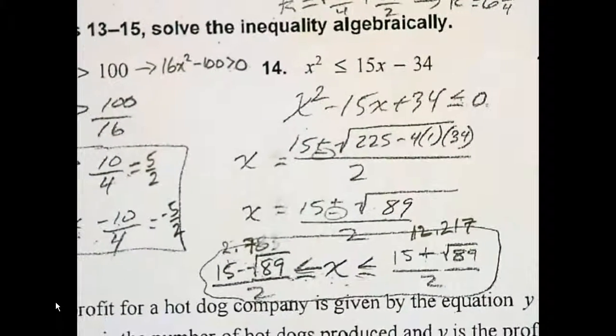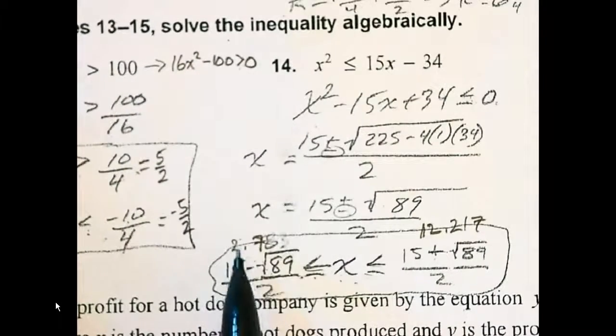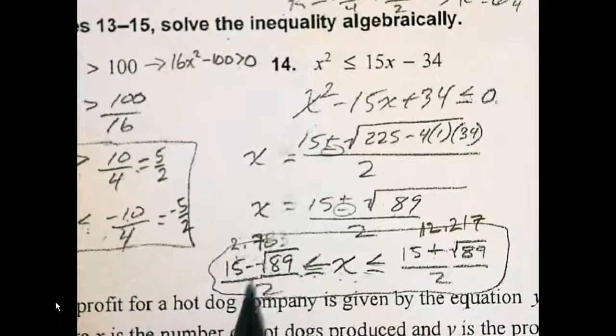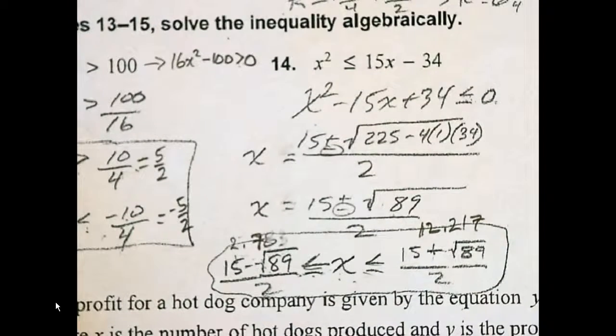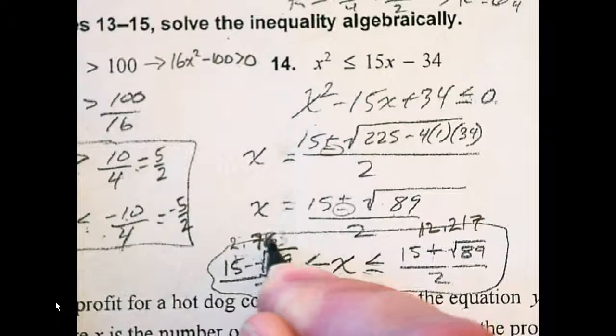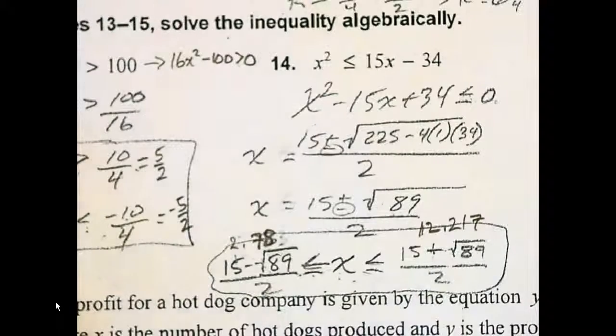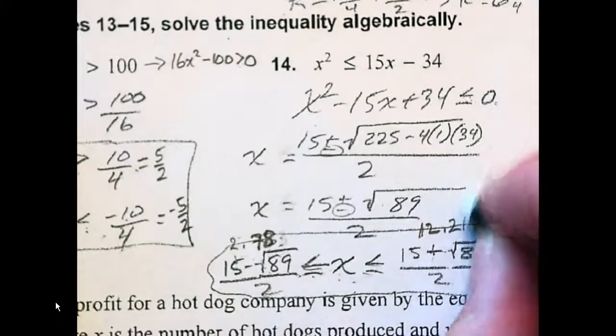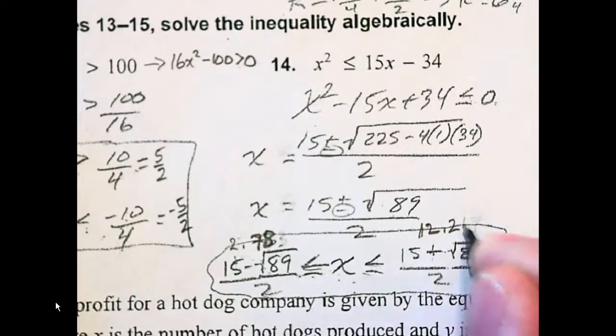Now, you'll notice some scratch work here. This, if you change to decimal form, was about 2.76. Or 2. I think that's a 6. I think that's an 8, yeah. 2.78 and 12.17. Let's just call that 12.22.